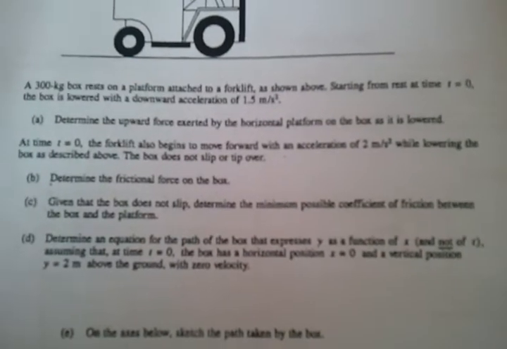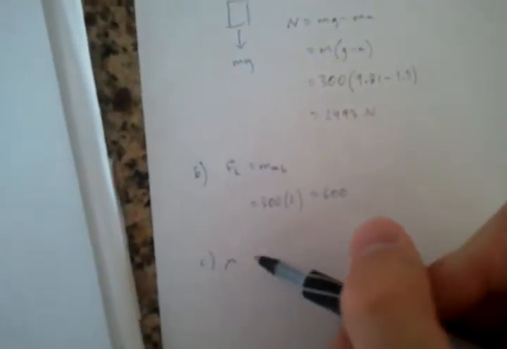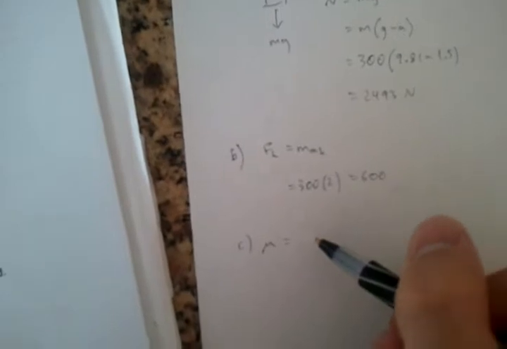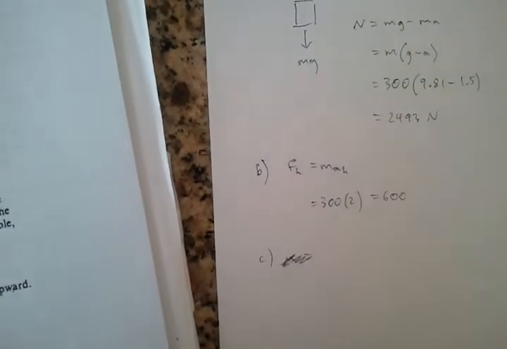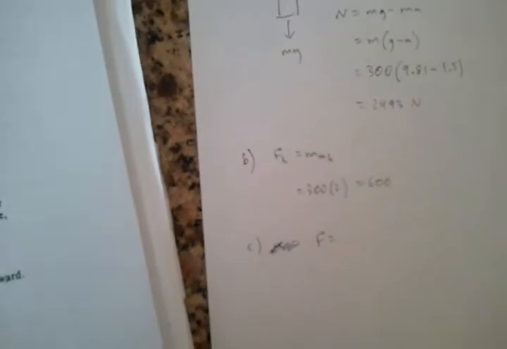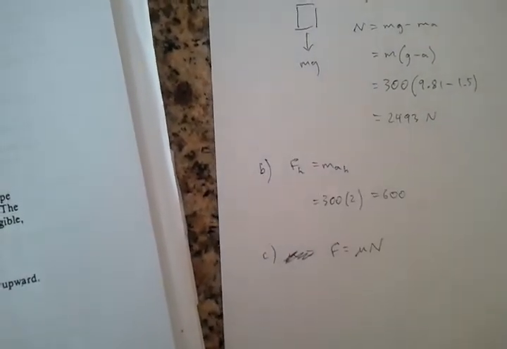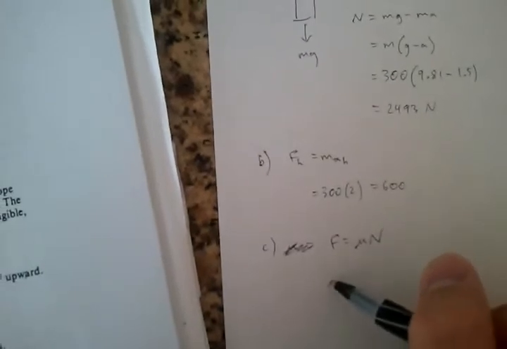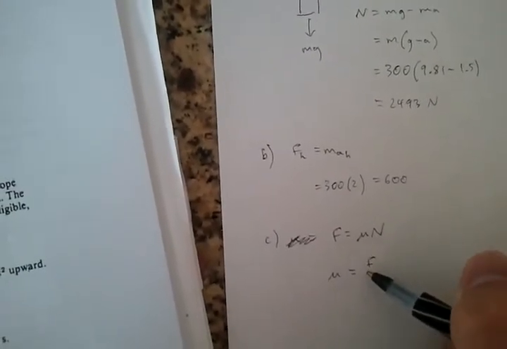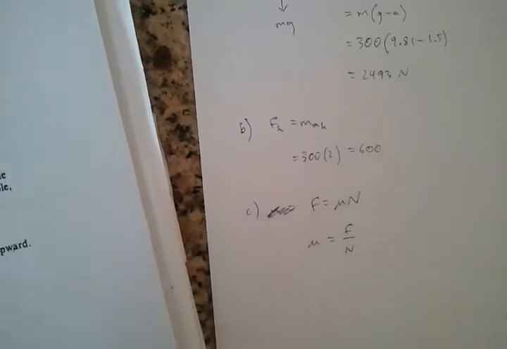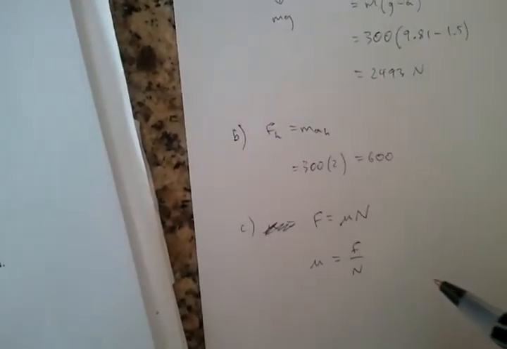For part C, given that the box does not slip, determine the minimum possible coefficient of friction between the box and the platform. So you need the equation for the coefficient of friction. The friction is equal to the coefficient times the normal force. So then just rearrange the equation. You solve for your coefficient equals force of friction over normal force, that is.